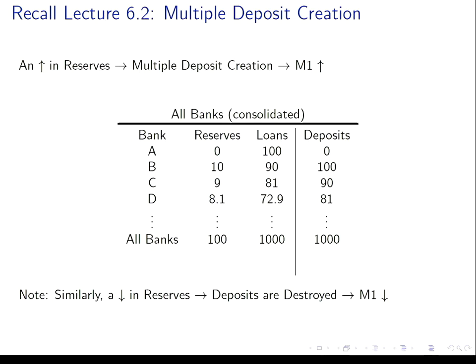Yep. M1 is currency plus deposit. Yeah, that's it. Simple. It's not that complicated. Because deposits are increasing, money supply increases. That's it. Are we all clear with this idea? Are we all clear with this consolidated statement of all banks, of all commercial banks in the banking system? Any questions about this?